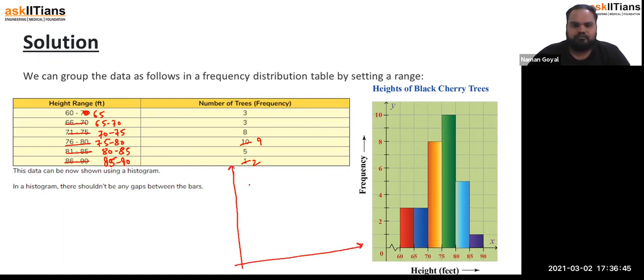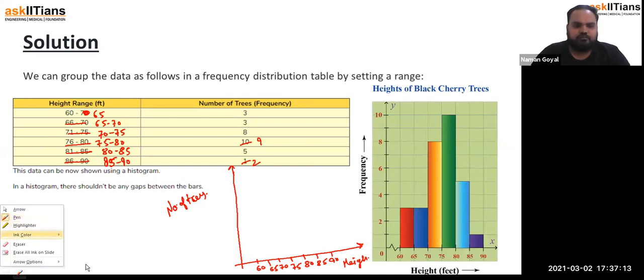Okay, listen. So class interval, or we can say height, and number of trees on the y-axis. Now we started from 60, then 65, then 70, 75, 80, 85 and 90. Now see, we started non-uniformly, so we have to place a sign which is known as the kink sign.